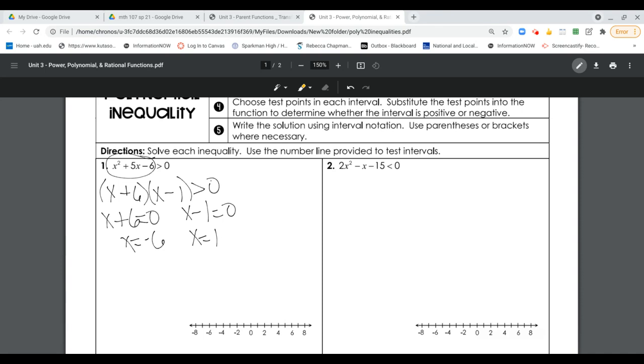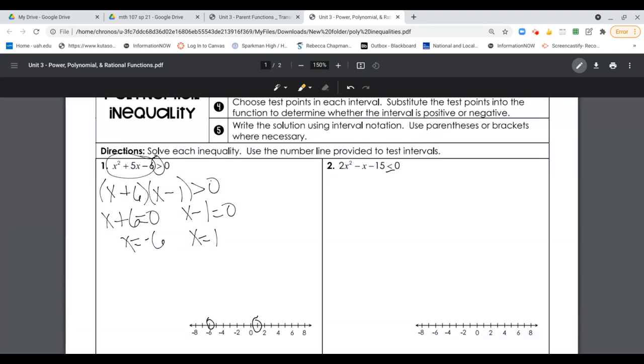All right, so what I'm going to do is put open circles on negative 6. And then I'm going to put an open circle on 1 because of that inequality symbol. So in the second one, I'm going to change it a little bit. We're going to put an equals to symbol so you can see the difference between the two.